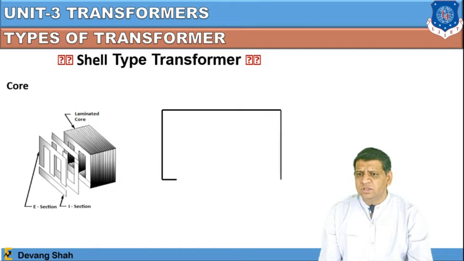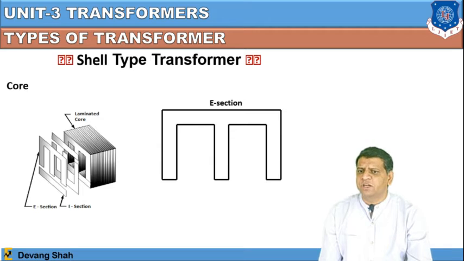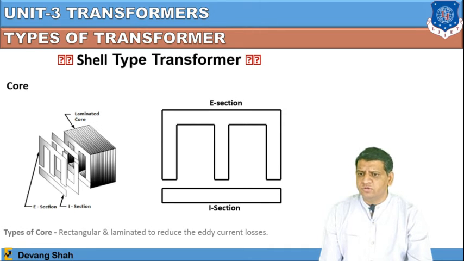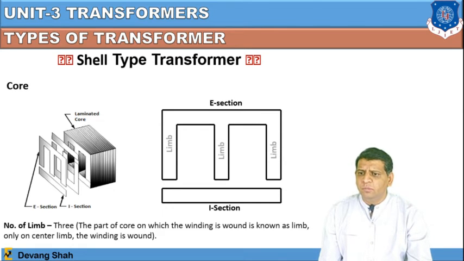So you see the construction of this core in a shell type transformer. You can see this is the E section and this is the I section, which will be joined together in parts of the limb and yoke. Here the number of magnetic circuits is 2, double. The material is again silicon steel to reduce the hysteresis loss. The core is rectangular and laminated to reduce the eddy current losses, and the number of limbs here is now 3. You can check here.